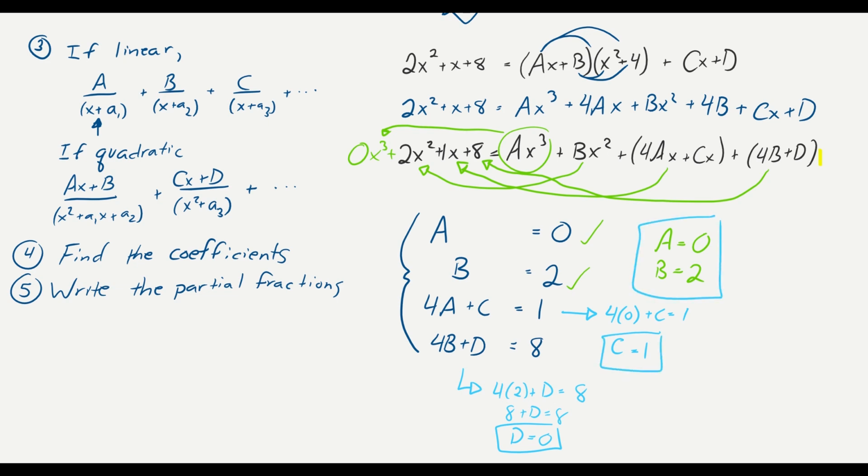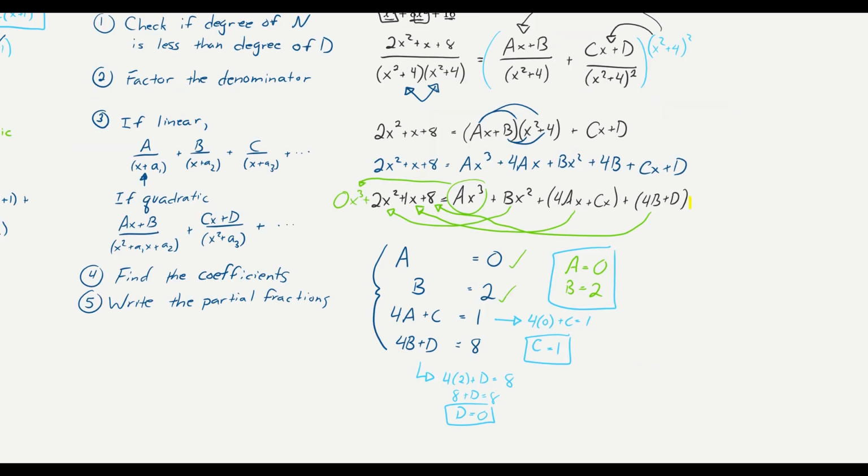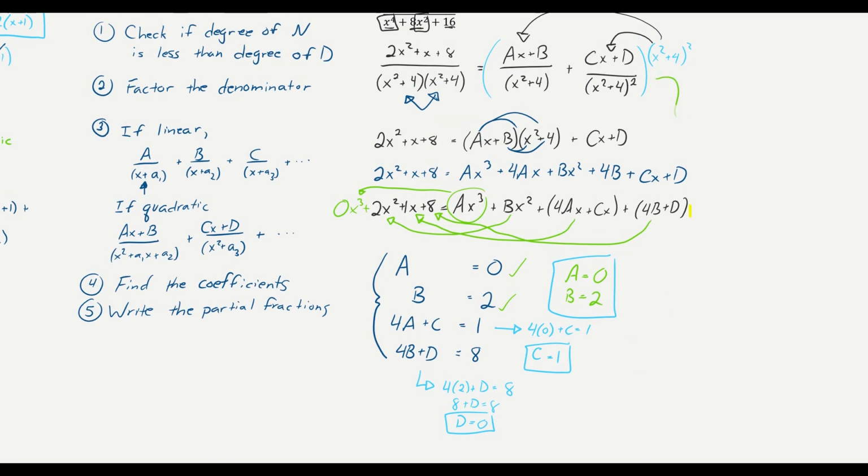Last thing to do is just put it together in our final answer. So we'll go back up here, and I'll take this guy, ax plus b. A is 0, b is 2, so this is 2 over x squared plus 4 plus cx plus d. Well, c is 1, so 1x, d is 0. So I say x over x squared plus 4. That would be our final partial fraction decomposition.